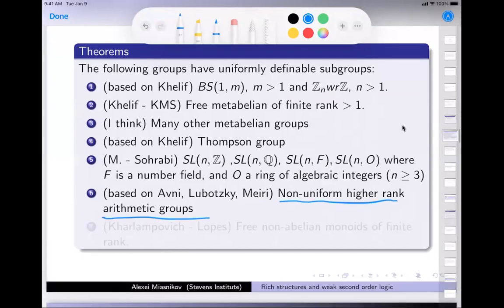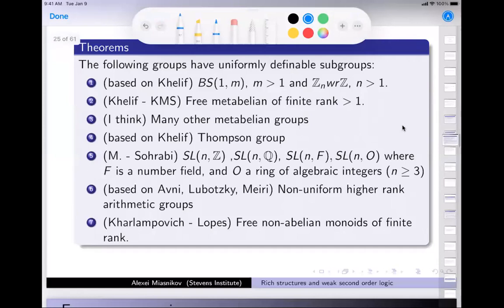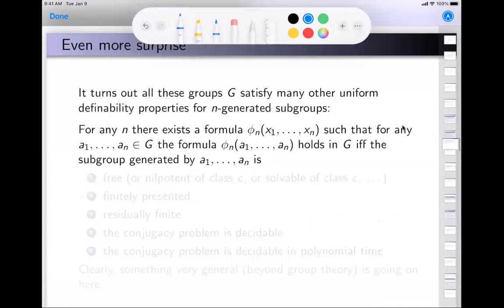And Olga Harlampovich and Lopez showed that free non-abelian monoids of finite rank, they also have uniformly definable submonoids. Free monoids or free semigroups are very simple objects. If you start thinking, if you have finitely many generators and then you multiply them, there is no cancellation. How can you uniformly define subgroups? That's kind of strange as well. But then when you look at it, it turns out that it satisfies a lot of uniform definability properties.